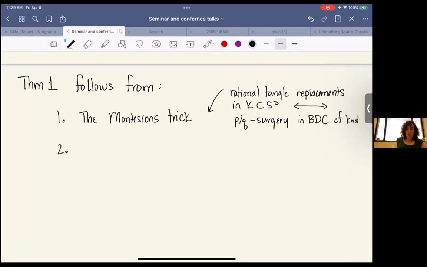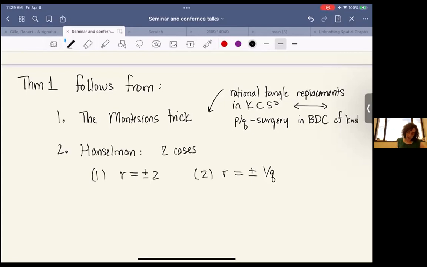The second item that we're going to need is Hanselman's case analysis. So the result of Hanselman that says, in terms of surgery slopes, we really only need to consider two cases. The case that R is plus or minus 2, and the case that R is plus or minus 1 over Q. And then the third thing is what I'm about to tell you about, theorem number 2, which I'll state on the next slide.